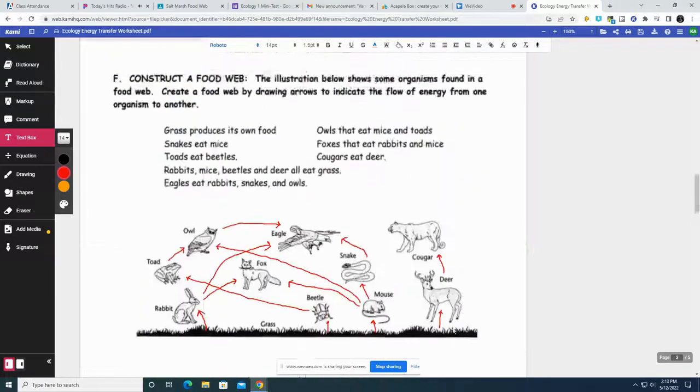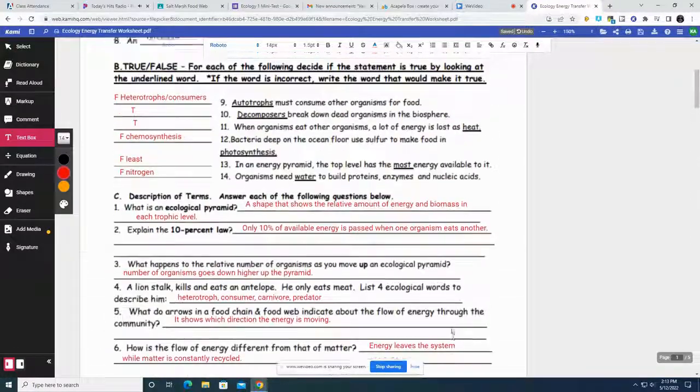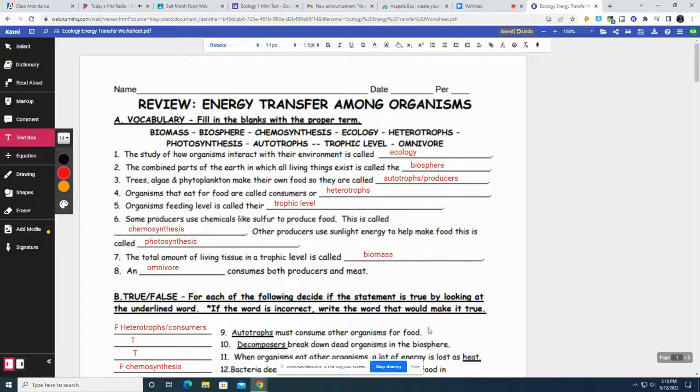There is your ecological pyramids. There's your energy review worksheet. So 100% of you should turn it in and get full credit for it.